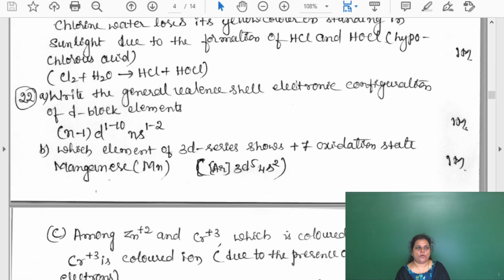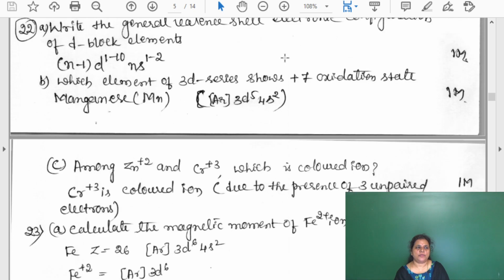So chlorine water loses its yellow color on standing in sunlight due to the formation of HCl and HOCl. You can write HOCl or hypochlorous acid. Okay. Now move on to question number 22.